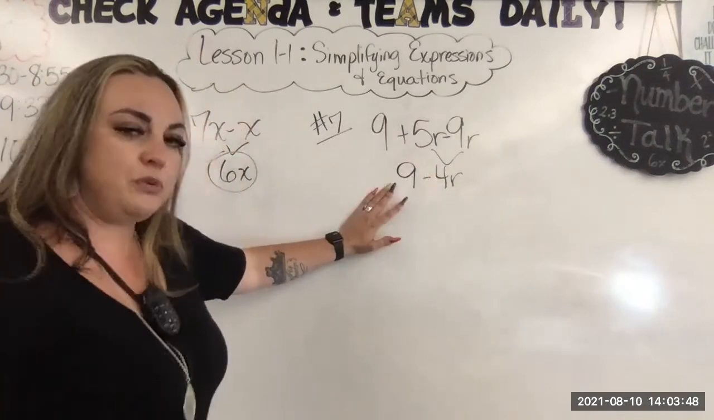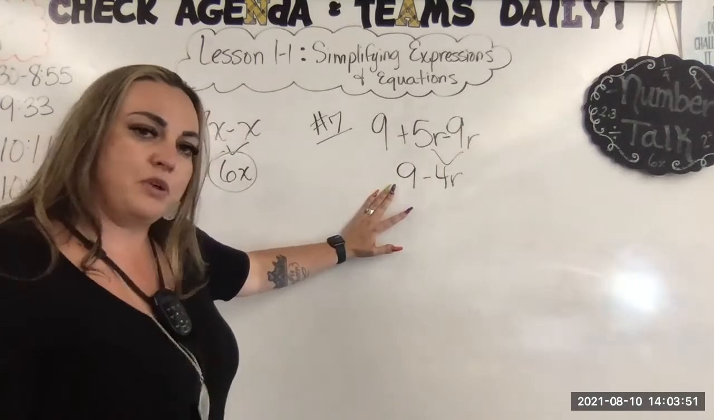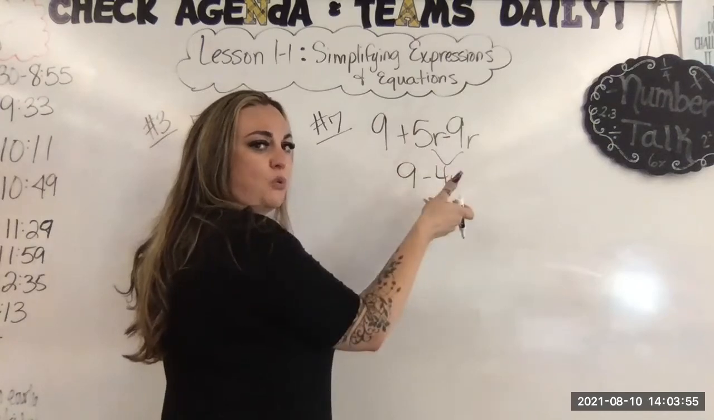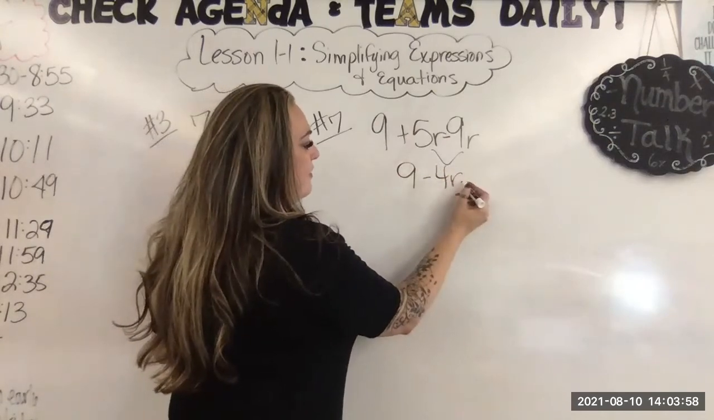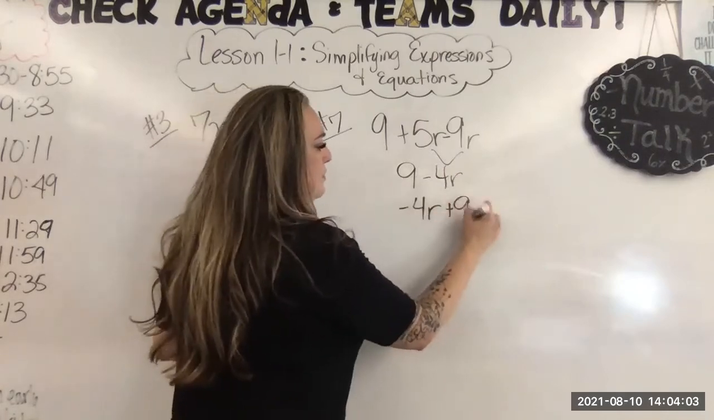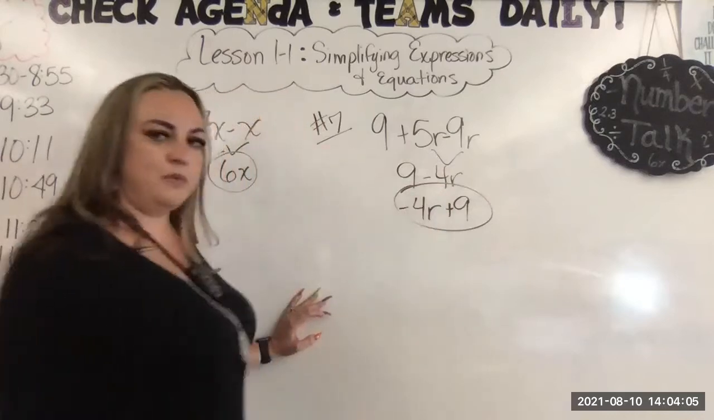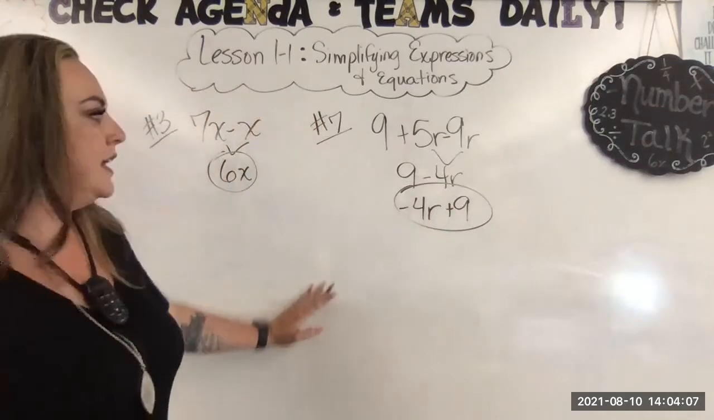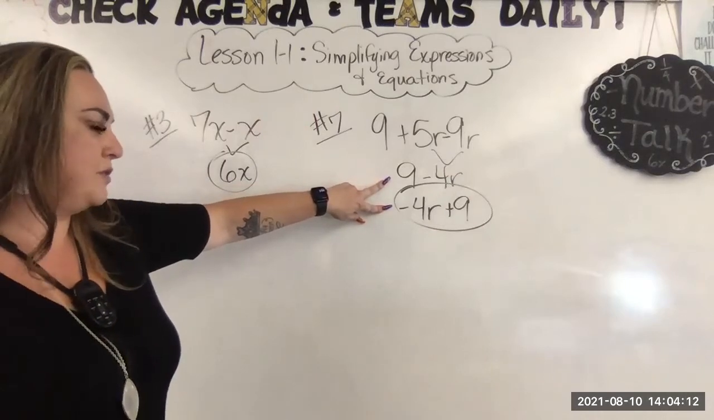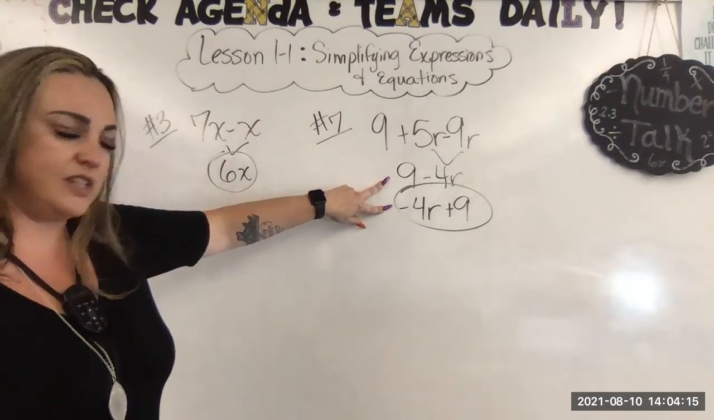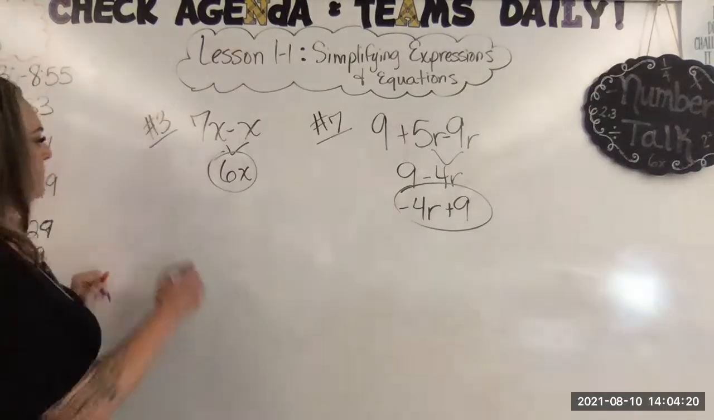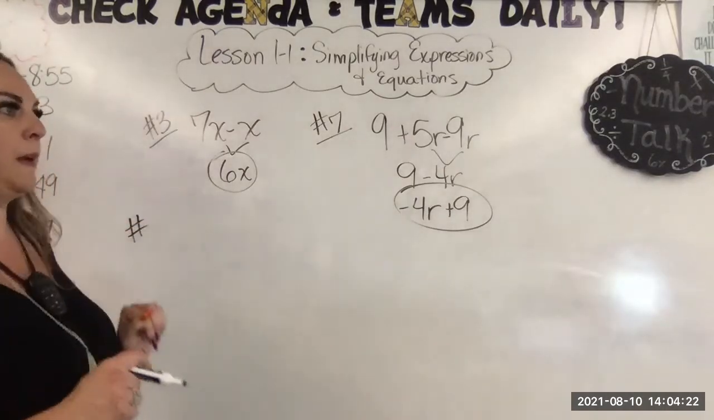Now we want to rewrite this with the term that has the variable first. So we use the commutative property to just switch the order. This is a -4r, so we put that in the front. This is a +9, so we put +9. And then we circle our answer. Both of these are correct, but the proper way to write your final answer is to put the term with the variable first.